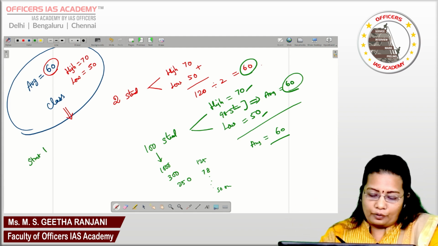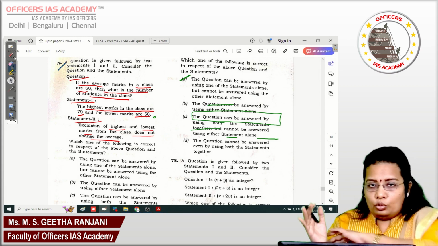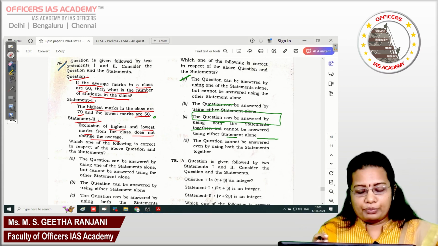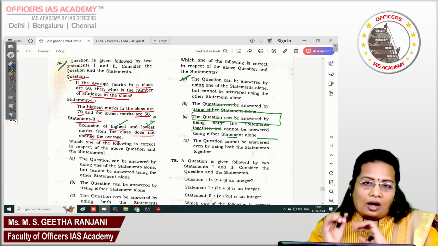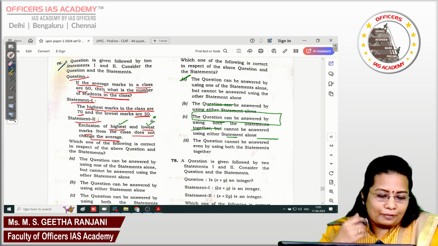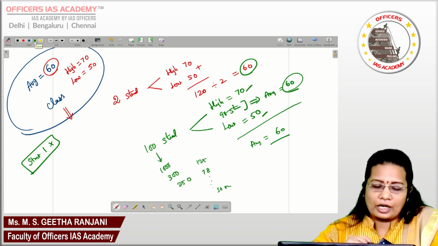Coming to the second point, statement 2. Excluding the highest and lowest marks from the class does not change the average. Is this a valid statement? No. We have already seen these things in the previous case with statement number 1.